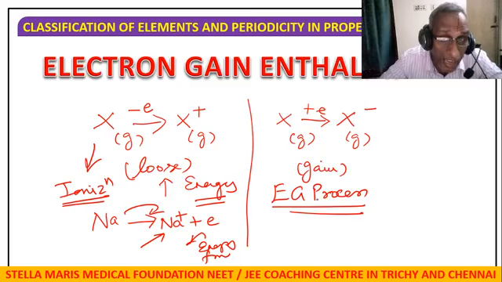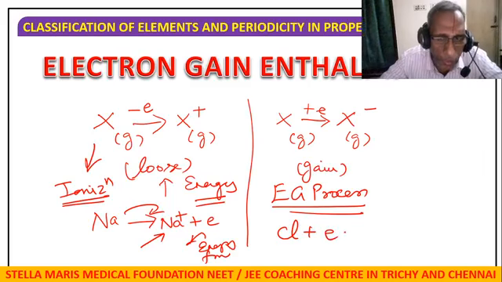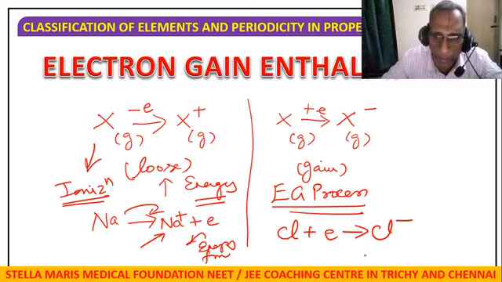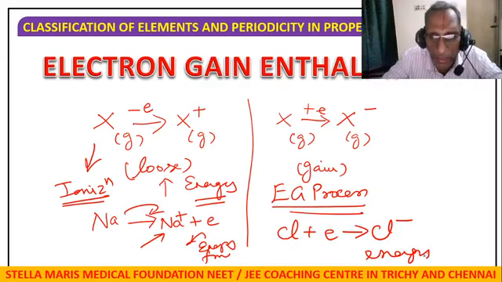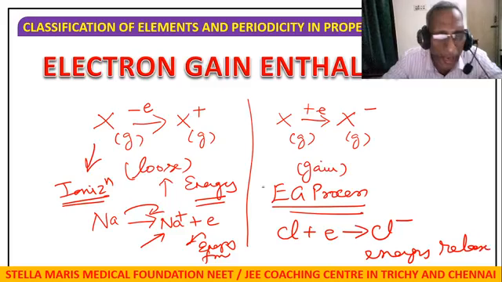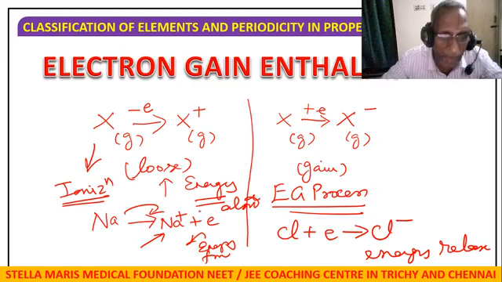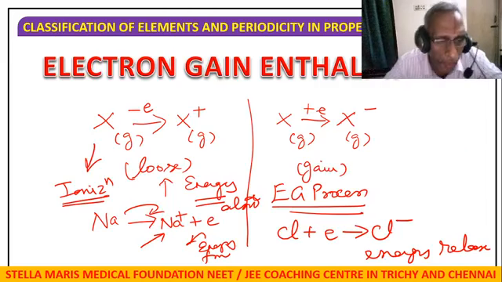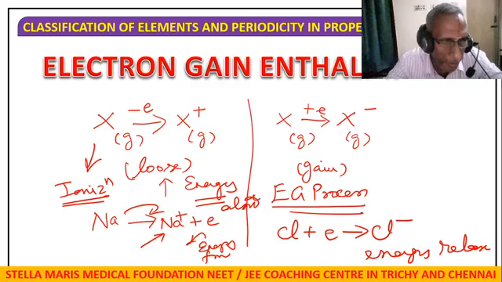But electron gain process means during this process energy is released. Chlorine, if it gains one electron, forms chloride ion. During the process energy is released. Here energy is absorbed. So energy absorbed means ionization is endothermic. Energy released means the electron gain process is exothermic. Anybody having doubt in these two processes?